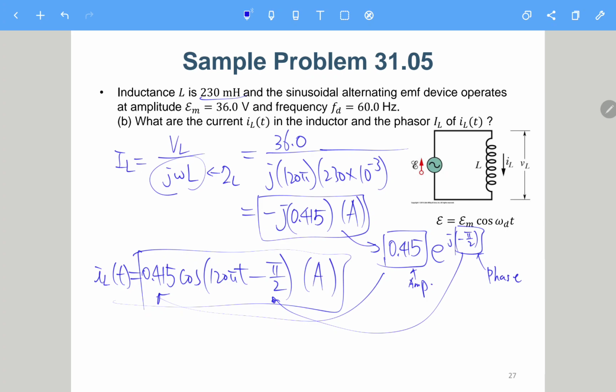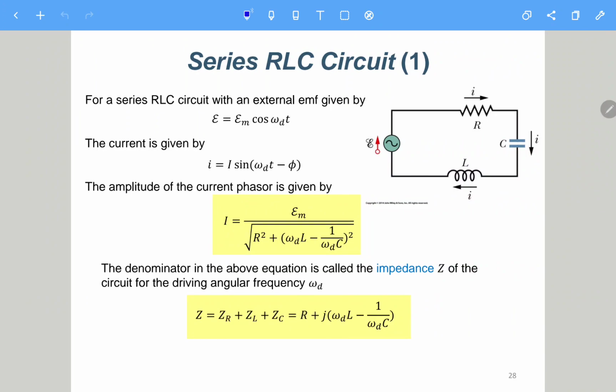Of course, for these three examples, you can still use the differential equation to handle everything. You can just use v of t equals L di of t dt. But this one requires integration, so it will be more complicated to find I. Generally, phasors are useful in more complicated cases like this one, a series RLC circuit.